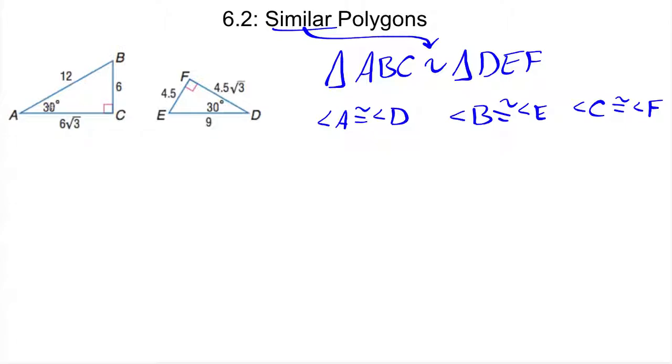Those are the relationships we need to see, and we can see that angle A is 30 degrees, as is angle D. We can then conclude that B and E are both the same at 60 degrees. So the angles are congruent. That's one thing. Also, we need the sides to have a common ratio. So we need AB to DE to be the same as BC to EF, which we need to be the same as CA to FD.